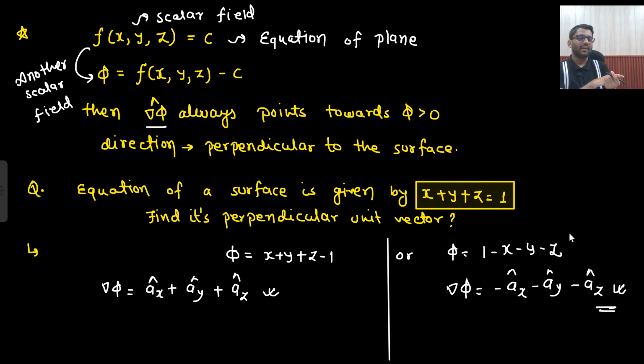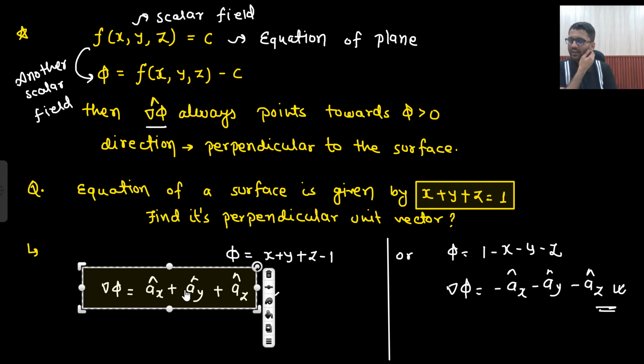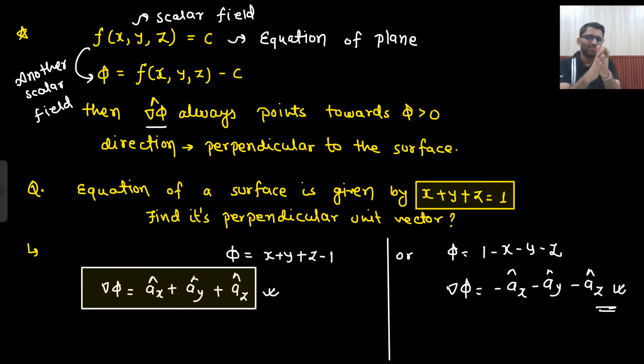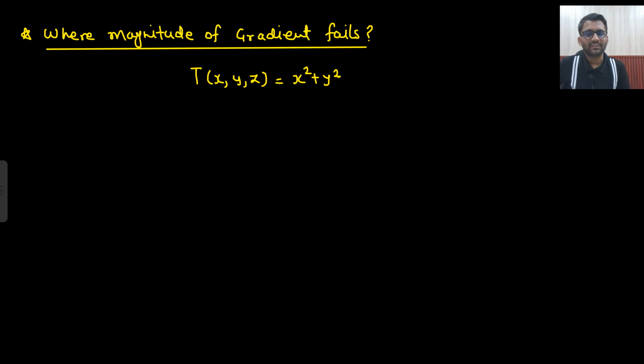That would be the other perpendicular vector you will get, or otherwise only this perpendicular vector you calculate and just take the negative sign. So for a plane, if they are asking you to calculate the perpendicular vector, you just need to take the gradient. That's it. If I have used the word divergence anywhere, then please understand I was trying to talk about gradient only, not divergence. Both look the same, so sometimes I use the word divergence, but I was always talking about gradient only. Now let's see the important point.